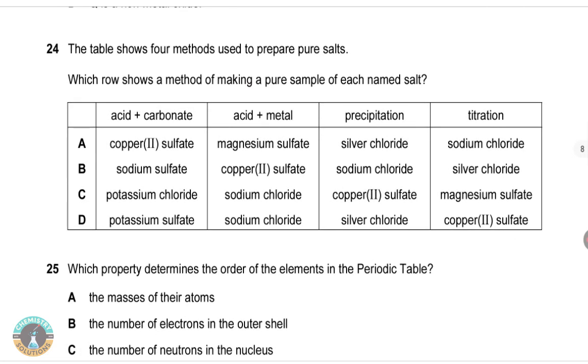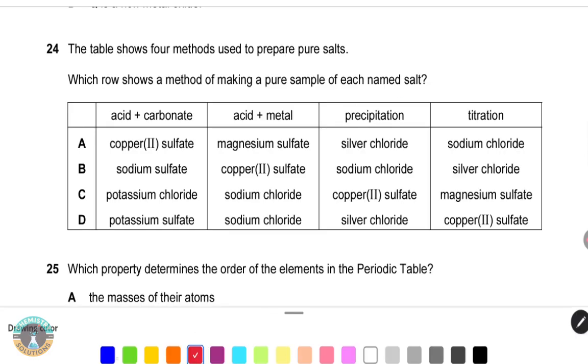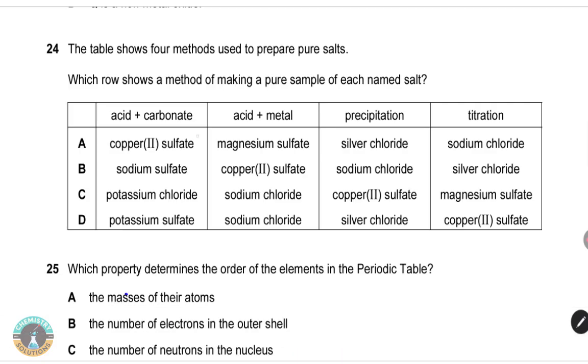The table shows 4 methods used to prepare pure salts. Which row shows a method of making a pure sample of each salt? Copper(II) sulfate, acid plus carbonate, acid plus metal, precipitation and titration method. Copper sulfate, yes, it can be. Magnesium sulfate, acid plus metal, yes.